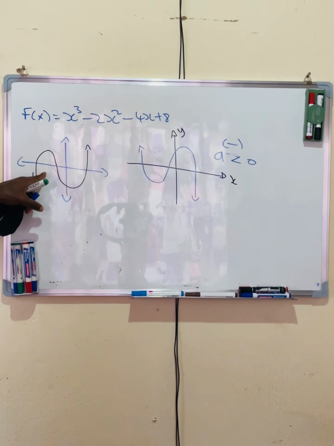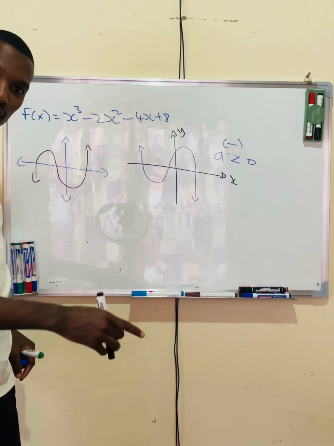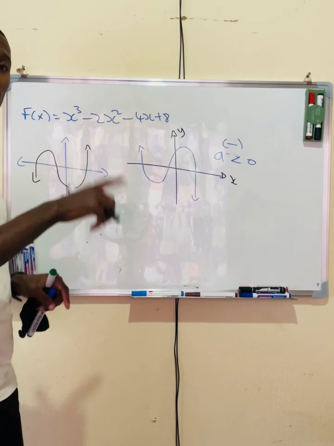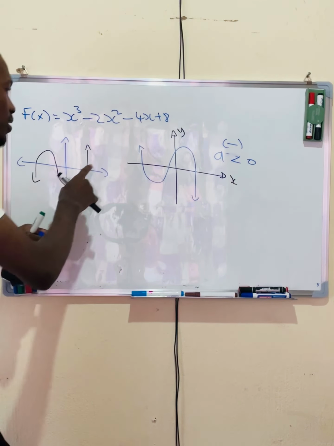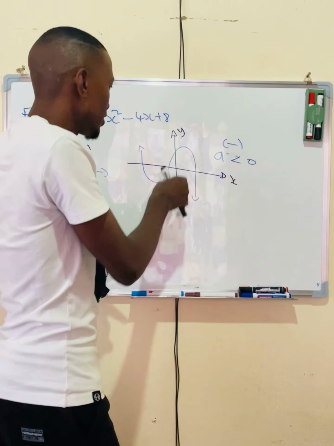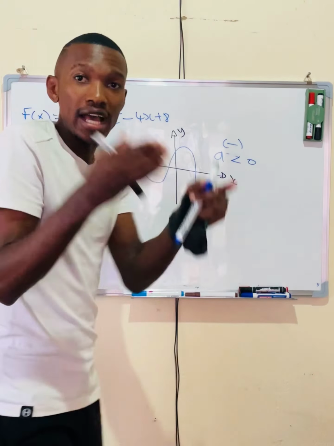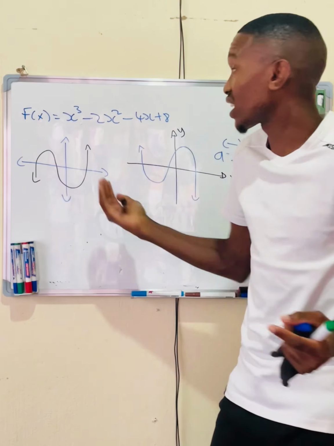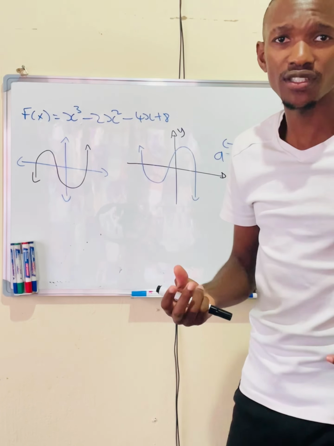We have a concave down, then concave up. Concave up, concave down. Up, down. Down, up. You see, so we are having a concave down, concave up. Concave up, concave down. Concave down, concave up. Concave up, concave down. Those are the two types of graphs that you must expect in cubic functions. You know what I mean?